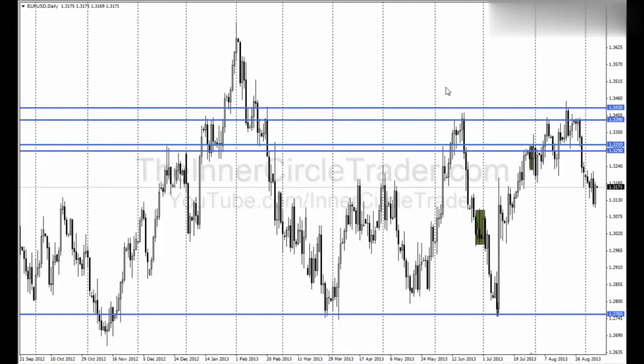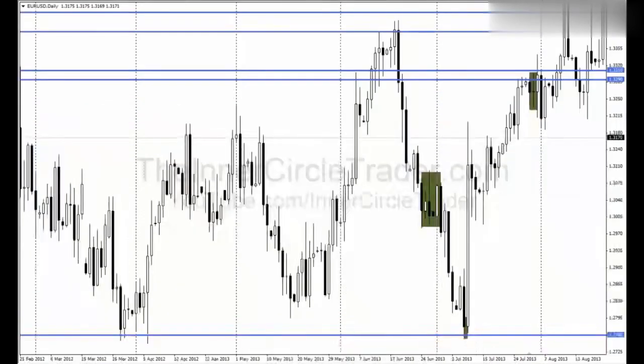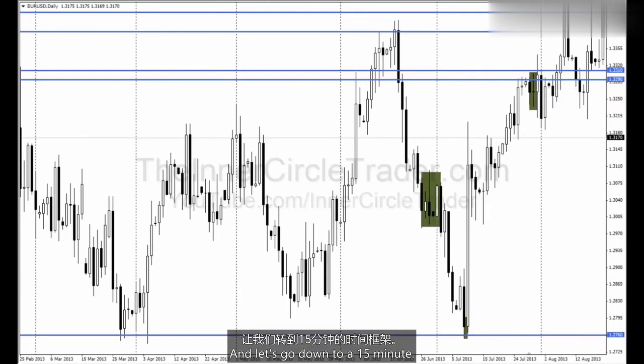Okay, right in here, and I'm going to zoom in so you can see this candle right there. These levels of key support resistance on the higher time frame would be noted in advance, as price trades up into it, we would expect to see a market maker sell model unfold. And let's go down to a 15-minute.